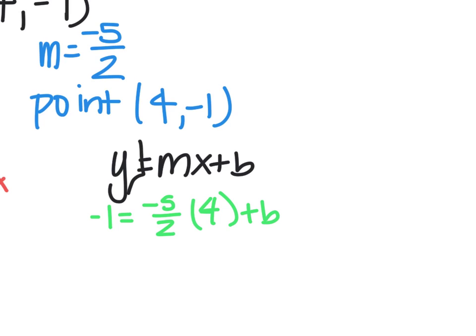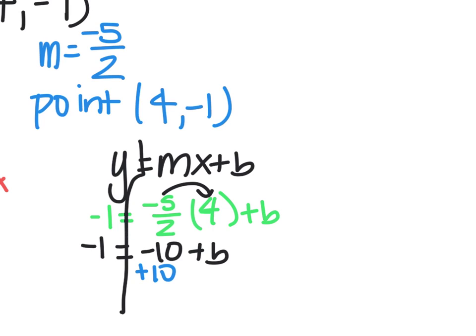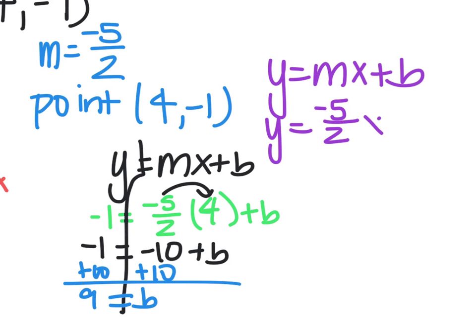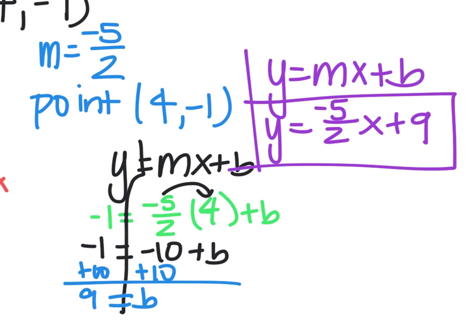So I've got to work this out. So I have negative 1 on the left. If I distribute negative 5 over 2 times 4 is going to give me negative 10 plus b. To get b by itself, I'm going to add 10 to both sides, and I get that b equals positive 9. So this tells me that my equation of my line, which is supposed to be in y equals mx plus b form, we've already found the slope, which we know to be negative 5 over 2, and we just identified that our b was 9. So this would be my equation, y equals negative 5 over 2x plus 9.